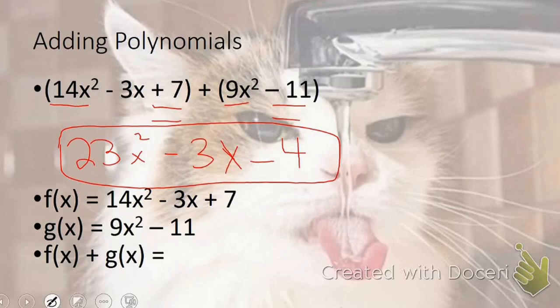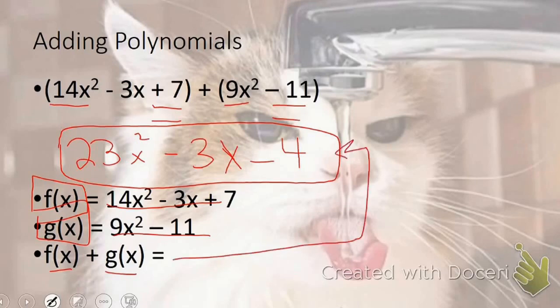Yay! Okay, so we are done, but just a word of warning. You would also expect to see this problem on the test using function notation. So this is read as f of x and g of x. What that means is, it's just a fancy algebra way of saying that these are functions, and if f of x equals this and g of x equals this, and our problem is to add f of x and g of x, we would do the exact same thing that we just did.